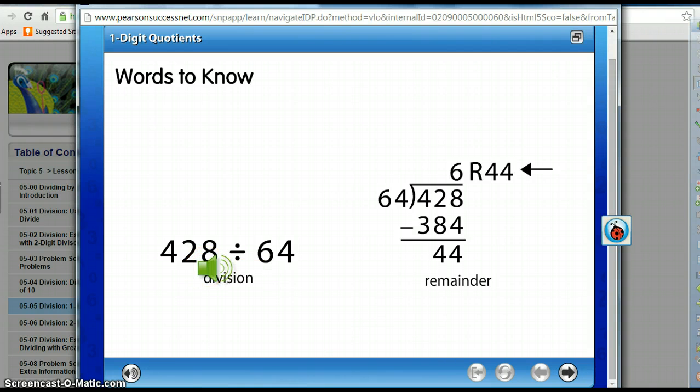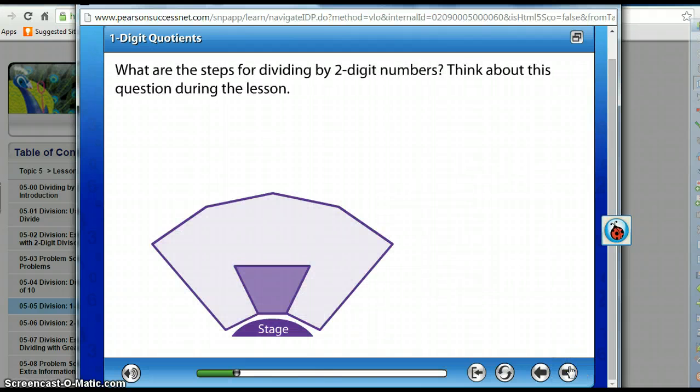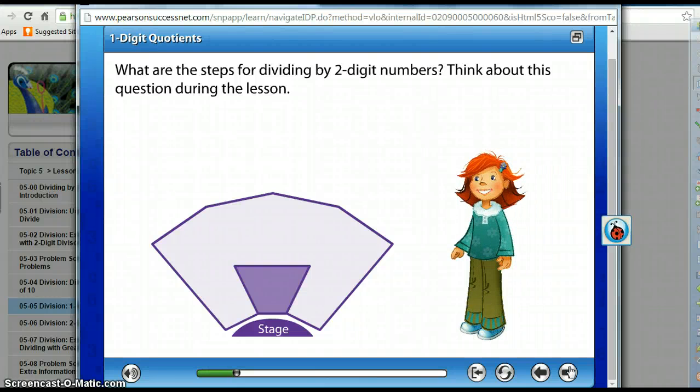Some words I think you already know: division. That's the process we're using. And remainders. Remainder. It's what we have left over. I always think of it as the extra, the leftover. What are the steps for dividing by two-digit numbers? Think about this question during the lesson.